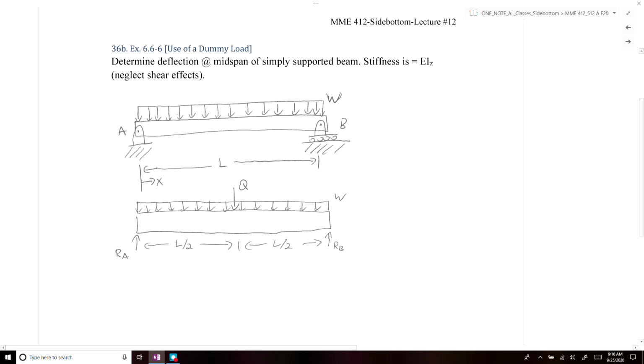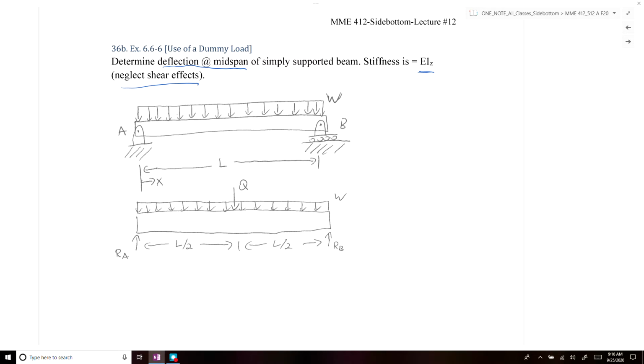Alright, in this example problem we're going to use Castigliano's method to determine the deflection at the mid-span of our simply supported beam. The stiffness of the beam we can just treat as being equal to EIz, and we're going to ignore the effects of shear force on the strain energy in the beam.